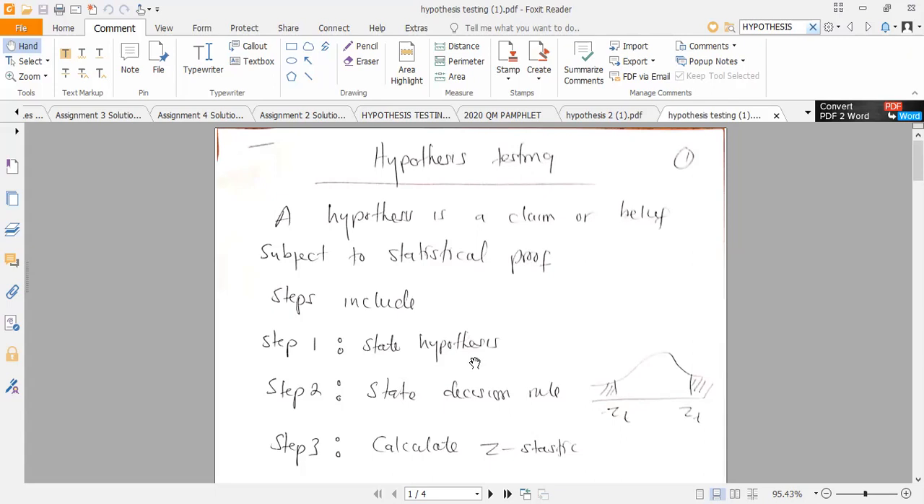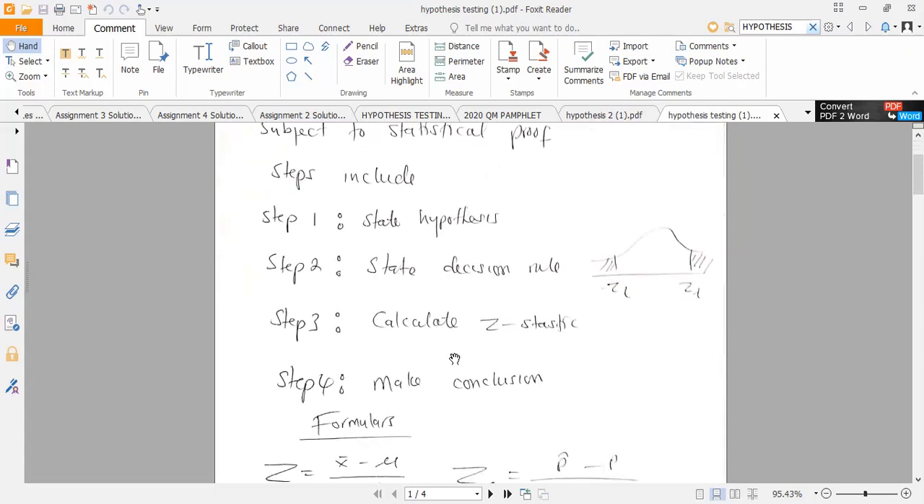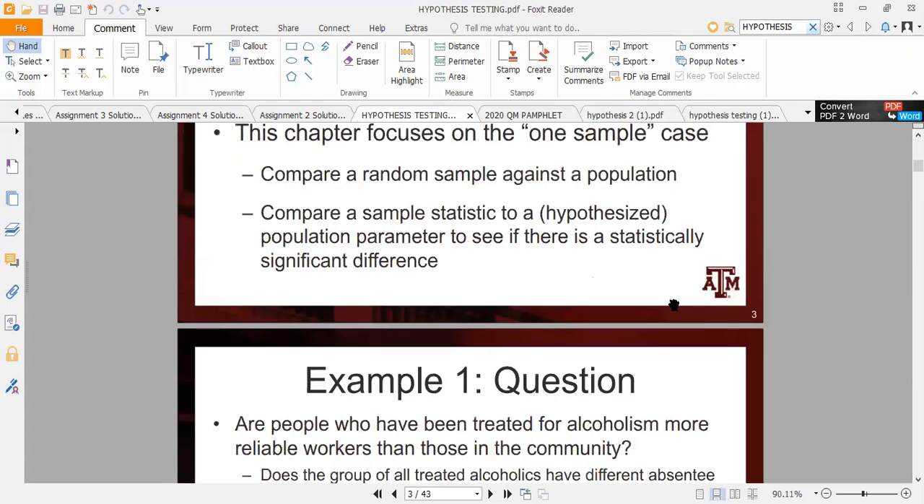The second step is to state your level of significance. The third step will be to actually calculate the Z statistic. Then we'll make our decision and conclusion thereof. So these steps, once understood, it'll be easy to follow through properly.